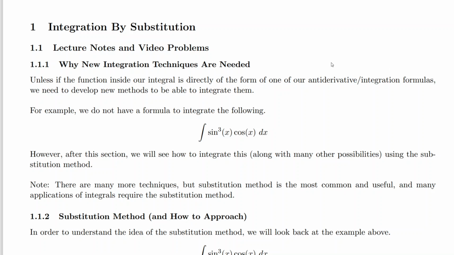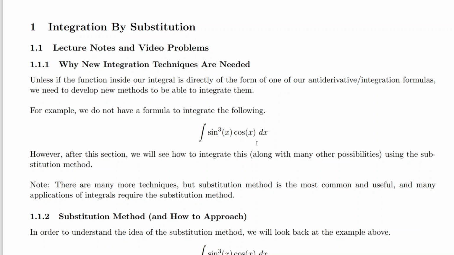Right. So this example here, I just wanted to talk about why new integration techniques are needed in general. And it basically boils down to the fact that if you don't have one of those integral formulas, so look down here, we have the integral of sine cubed of x times cosine of x dx. You don't have a formula to tell you what is the integral or what is the antiderivative of this. And at this point, that's all we have. If we can't make this into something that we have a formula for, then we're kind of stuck.